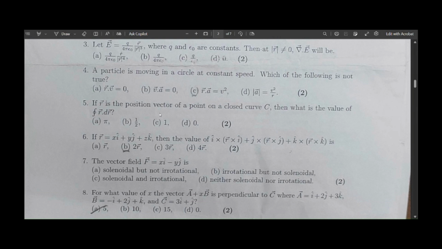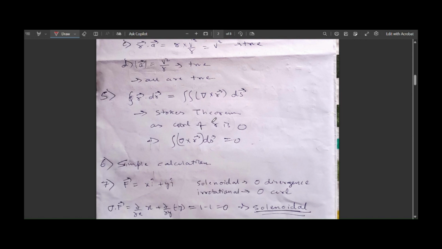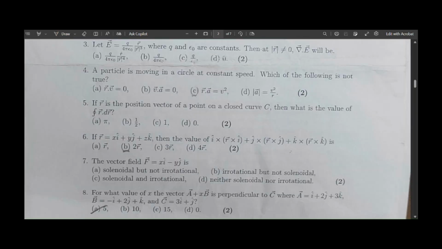Next we are reading question number 5. r is a position vector of a point on a closed curve C. Then what is the value of the integral of r dot dr? Position vector of a point on a closed curve C. So the integral of r dot dr is the surface integral of del cross r ds, by Stokes theorem. You should have learned about Stokes theorem in your course. But r is a position vector, and its curl is 0. As its curl is 0, the whole integral becomes 0, and the answer to question number 5 is 0.